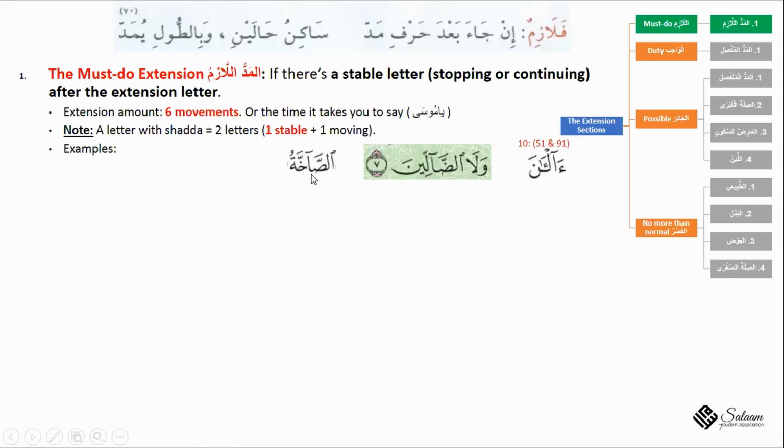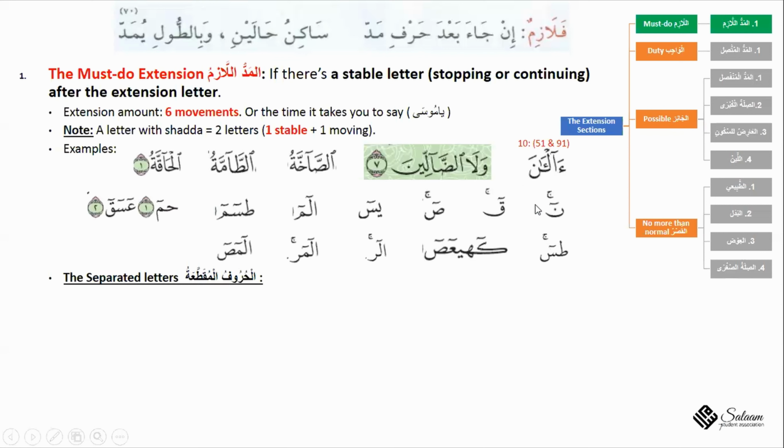The next example, as-sa-kha. As we discussed, the duration or the amount of extension here depends on your speed. So if you're reciting very fast, then Ya Musa, you will say it very fast. If you're reciting very slow, then Ya Musa, the amount of extension in As-Sakha will be longer. Same example, At-Tammah. Al-haqqa, an extension letter, and then we have a letter with shadda after, then we do these six movements.